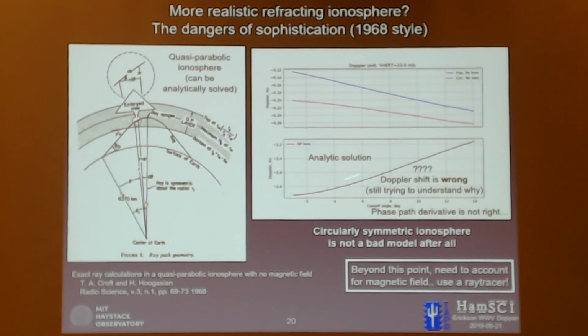Look, the sign of the Doppler shift as a function of takeoff angle, it's wrong. I think the phase path derivative is not correct. So if you love to figure out why analytic equations don't close, see me after, because I have a job for you. But my point is that when you saw the data, a circularly symmetric ionosphere is actually not a bad model here, at least to within an order of magnitude.